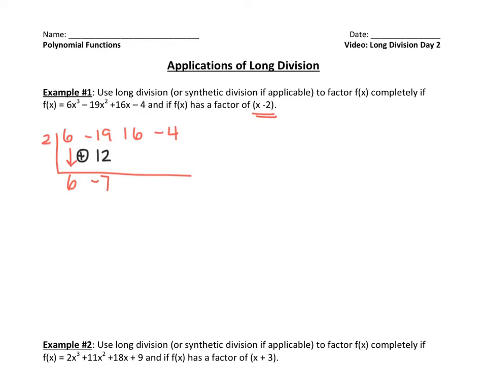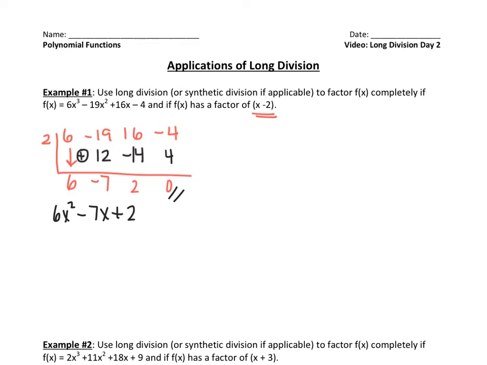Now we're going to multiply. 2 times negative 7 is negative 14. And then we're going to add. We should get 2. Now we're going to multiply. 2 times 2, that gives us 4. And then we're going to add. And we get 0. So if x to the third was my power in the problem, then the power is 1 less in the answer. So it would be 6x squared minus 7x plus 2 with a remainder of 0. And a remainder of 0 must mean that it's a factor.